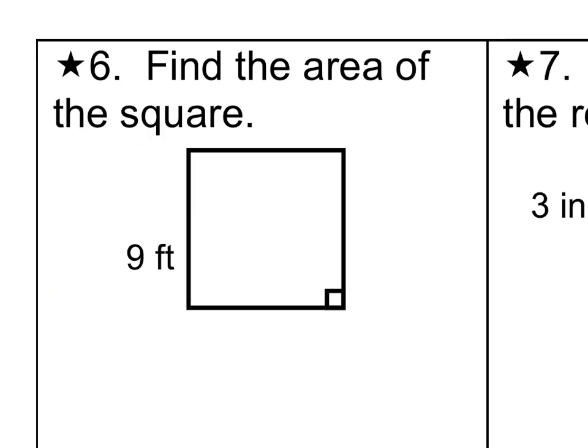And this question gives us every bit of information we need. It told us to find the area of the square. So if it's a square, that means we have rules. It means all sides are equal. So our length and our width are 9 feet.